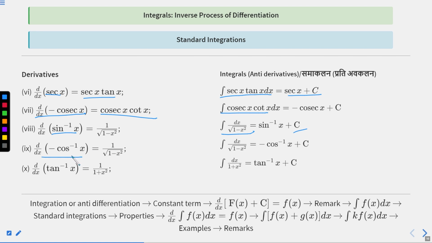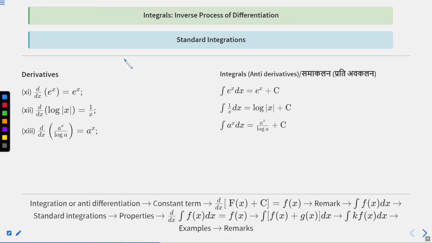Derivative of minus cos inverse x is equals to 1 by root 1 minus x square. This means integration of 1 by root of 1 minus x square is equals to minus of cos inverse x plus c. Now derivative of tan inverse x is equals to 1 by 1 plus x square, but integration of 1 by 1 plus x square will be tan inverse x plus c. Okay, I hope it is clear to you. You must know them. Please do memorize them. These are basic things for this chapter you must know. Okay, let us move next.